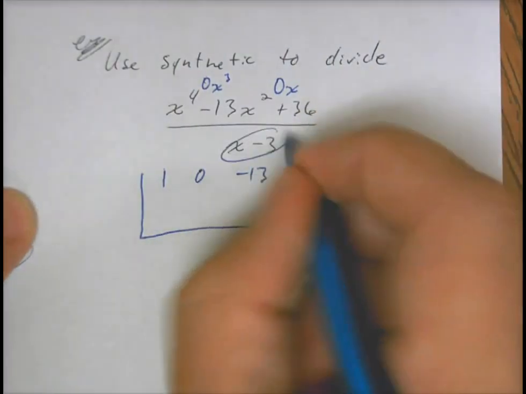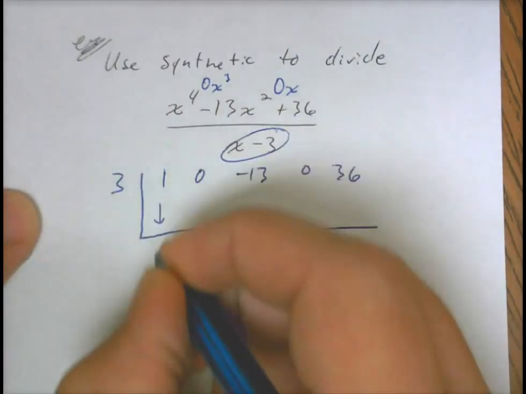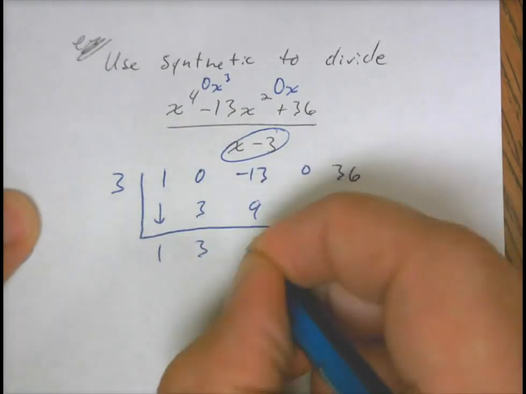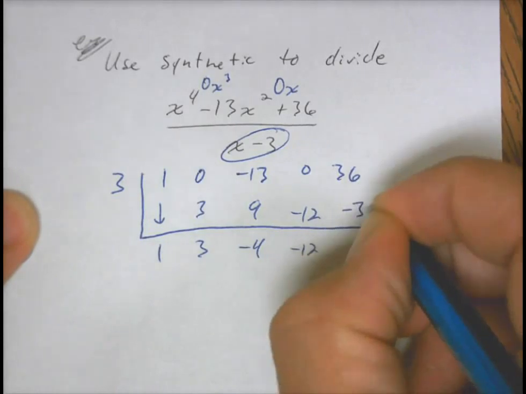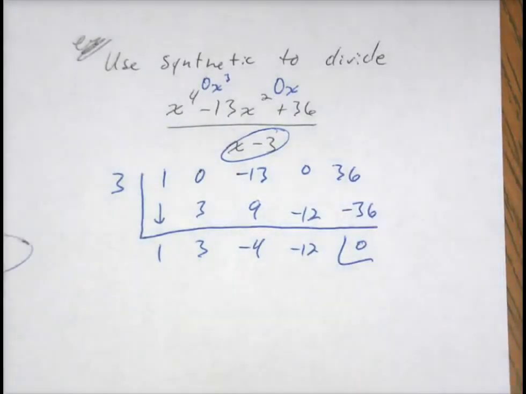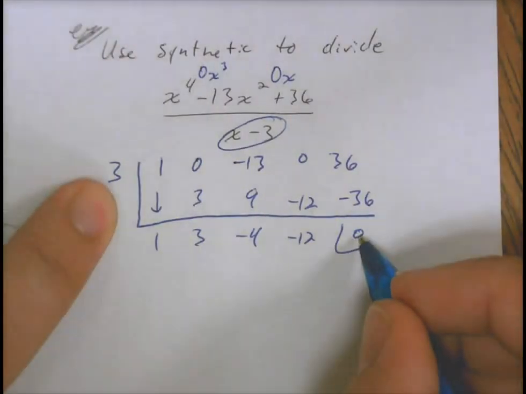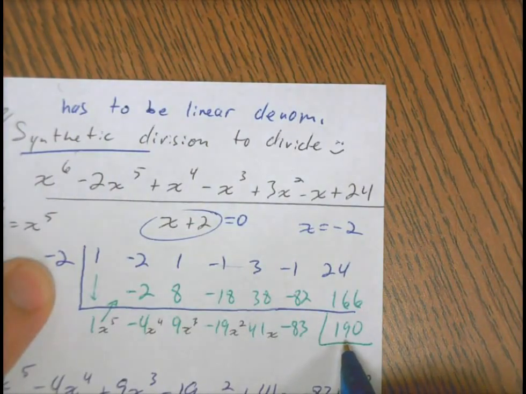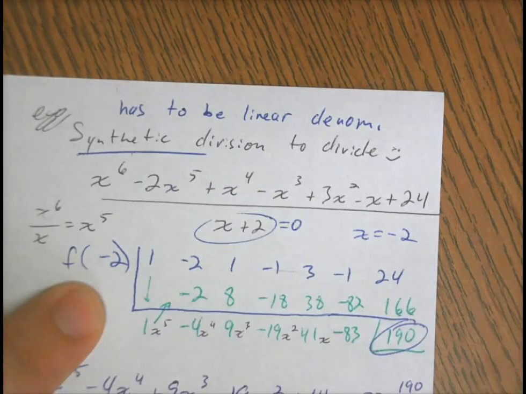On the outside, I write my 0 of the bottom. The 0 of the denominator is 3. 1 plus 0 is 1. 3, 3, 9, negative 4, negative 12, negative 12, negative 36, and 0. Hey, there's no remainder. If you have no remainder, that actually means this is a 0 of the function. Like in the last one, negative 2 had a remainder, so that was not a 0 of the function. And kind of cool, if we had f of negative 2, that's actually equal to 190.